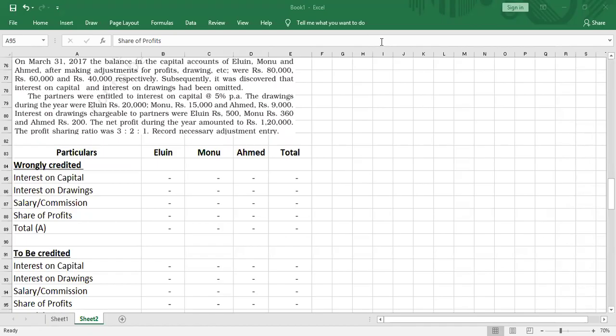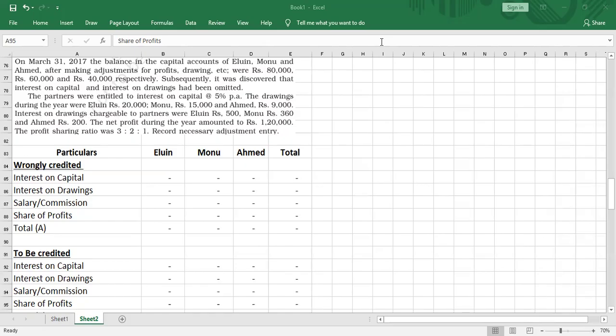First, let's look at a problem in which drawings had been adjusted to the capital account and the opening capital is not given. On 31st March 2017, the balance in the capital accounts of Elwan, Monu, and Ahmed, after making adjustments for profits, drawings, etc., were 80,000, 60,000, and 40,000 respectively. Subsequently, it was discovered that interest on capital and interest on drawings had been omitted, so interest on capital and interest on drawings had not been charged.